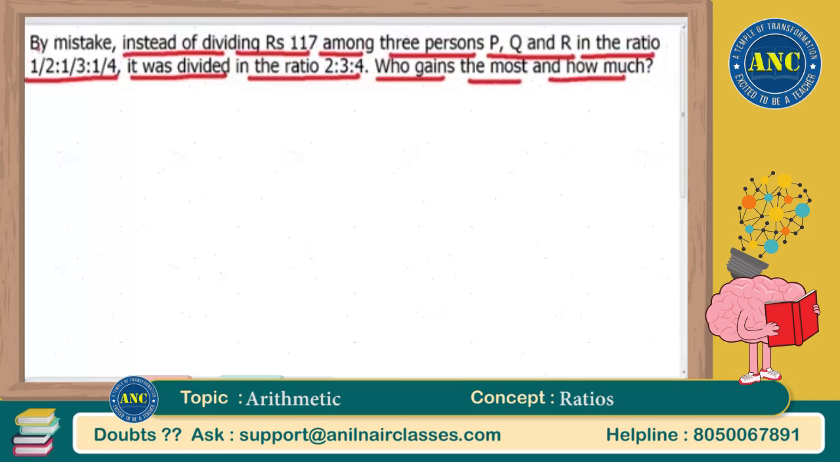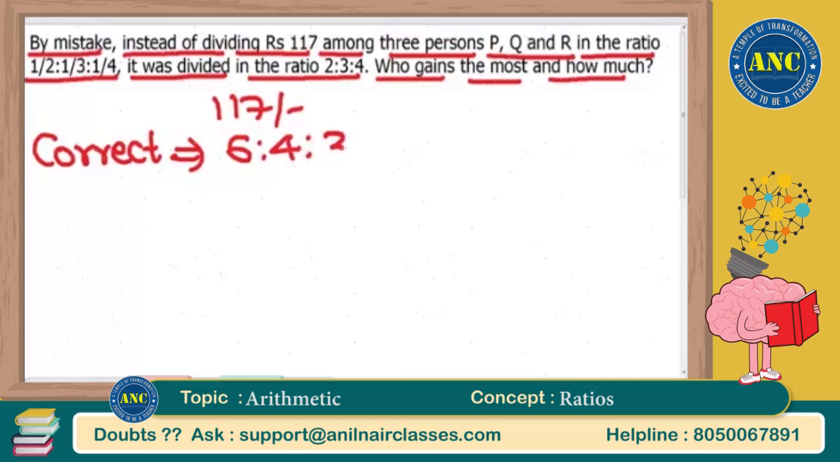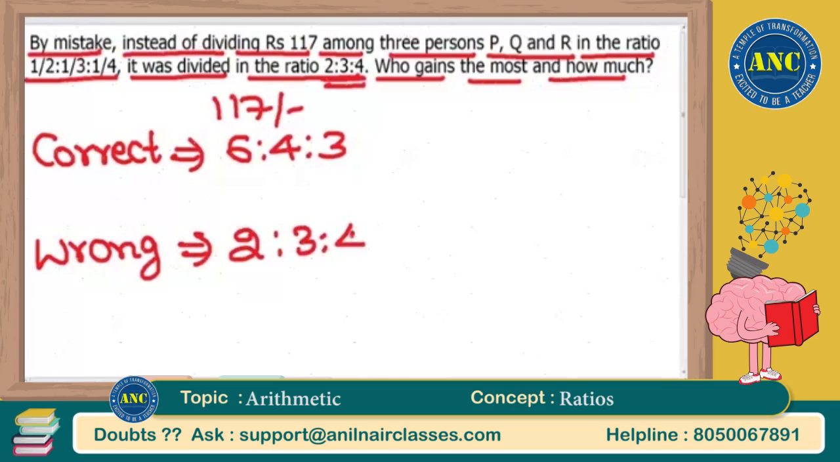Now listen to this carefully, sir. By mistake, instead of dividing this 117 rupees in the ratio 1 by 2, 1 by 3, 1 by 4, that means instead of the correct ratio, which is 6:4:3, as I told you before the start of this problem, it was wrongly divided in the ratio 2:3:4. I made a mistake. Instead of dividing 117 in 6:4:3, I divided in the ratio 2:3:4. Who gains the most and how much is the question?